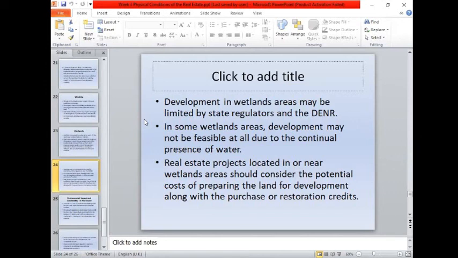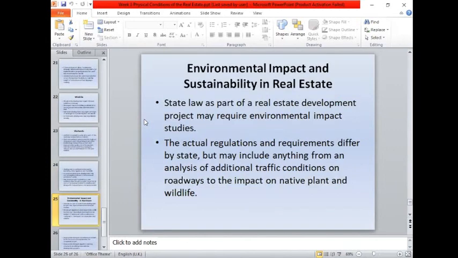And that's a good thing, because if we do not consider these things, we used to consume a lot of things but did not preserve or sustain the environment, then too much development can be a bad thing. And it will lead to losses. And of course, the environmental impact and sustainability in real estate.